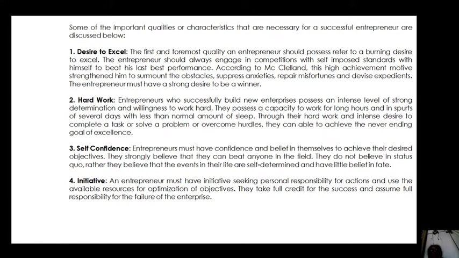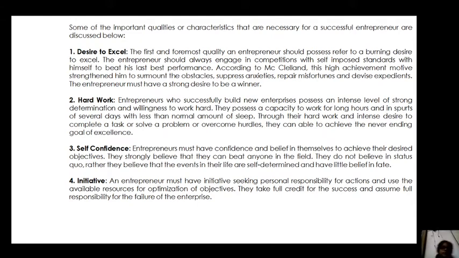If last year he made 1 crore of profit, then this year he will set his target as a profit of 2 crore. And for that target, he has to put in a lot of effort. He will lose his sleep. He must have a desire to work hard, he must be determined, he has set goals for himself, he is always self-motivated and ready to work hard for his success. Through hard work and intense desire to complete a task, solve problems and overcome hurdles, they are able to achieve the never-ending goal of excellence.